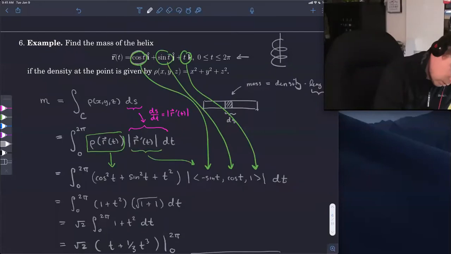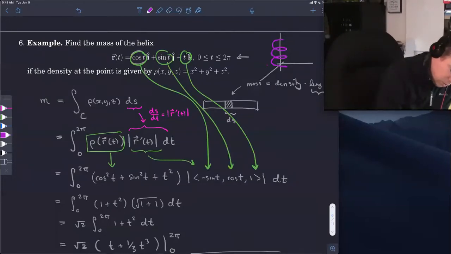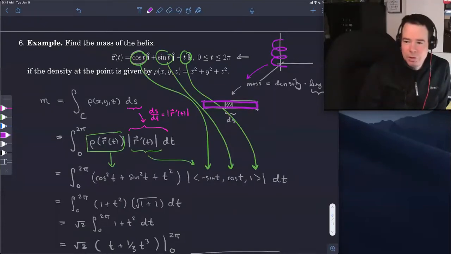And I'll draw some coordinate axes here. Maybe I'll change the color of the helix just so as to make it pop out. And then for that helix, I'm just going to grab a little section of it, and then I'll use my picture down here. So for my helix, I'm imagining, okay, I've got this rod.